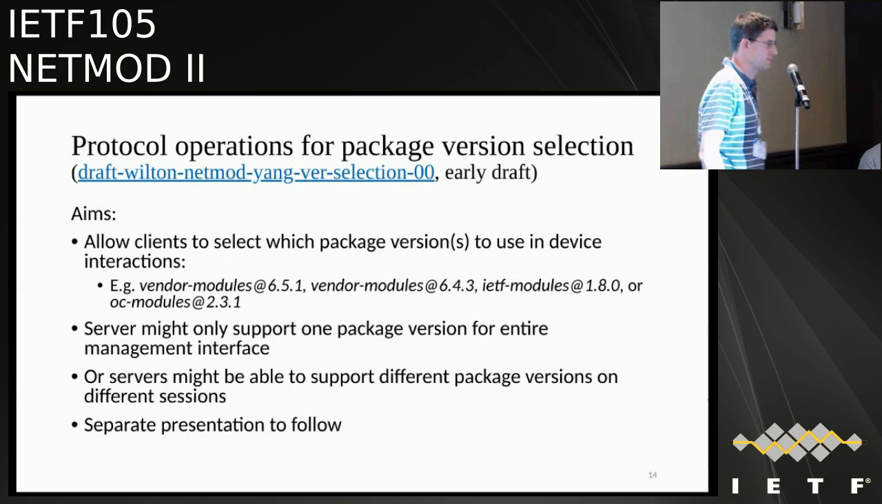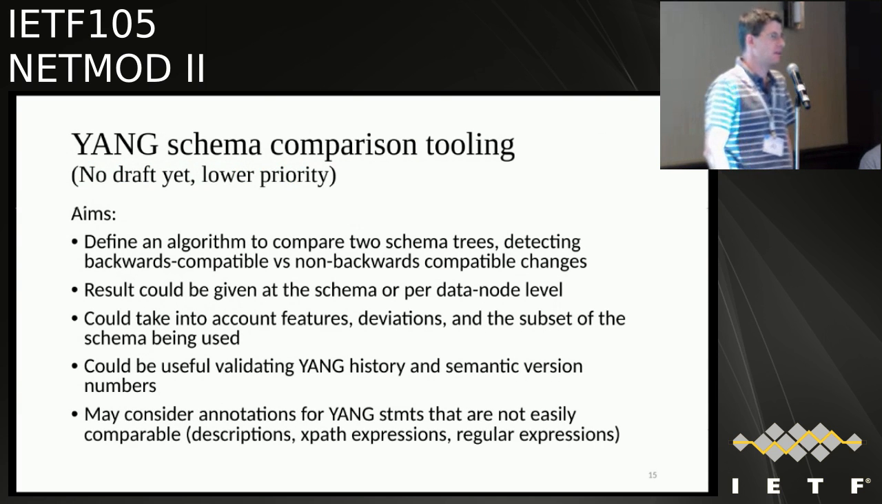And then the last one, so there's no draft written yet. It's slightly lower priority. I do think it's a key part of this set, and that's to define an algorithm to compare two schema trees that detects backwards compatible versus non-backwards compatible changes. So it looks through those two schemas and says, look, these are where the changes are. So YANG already does some of this.